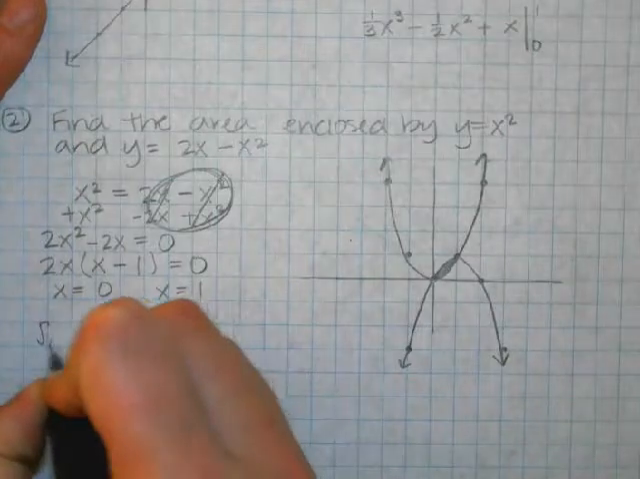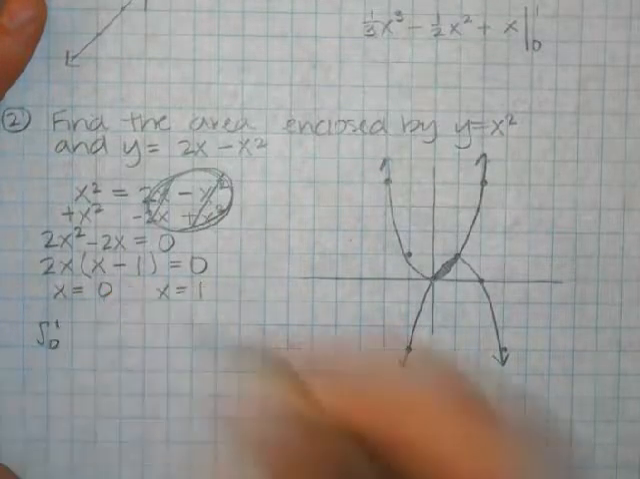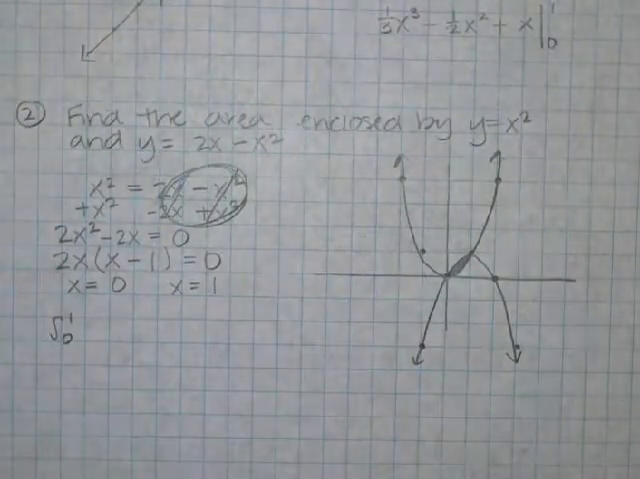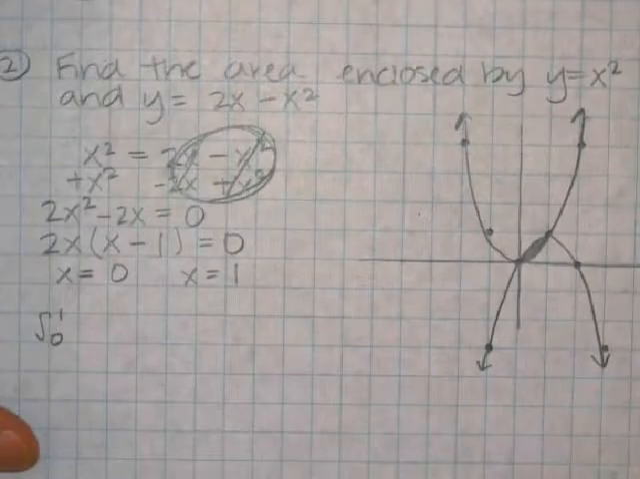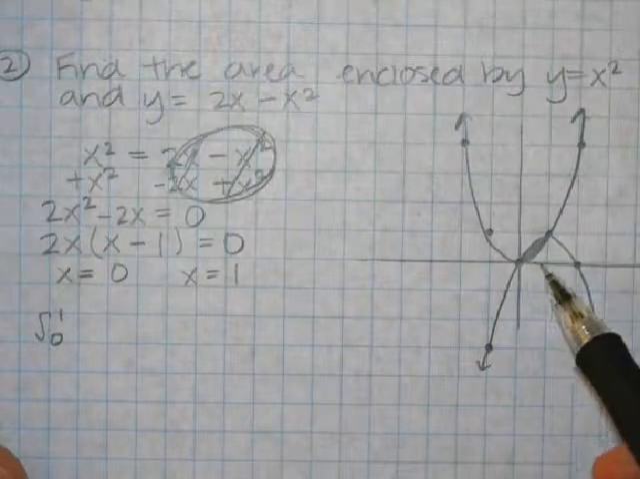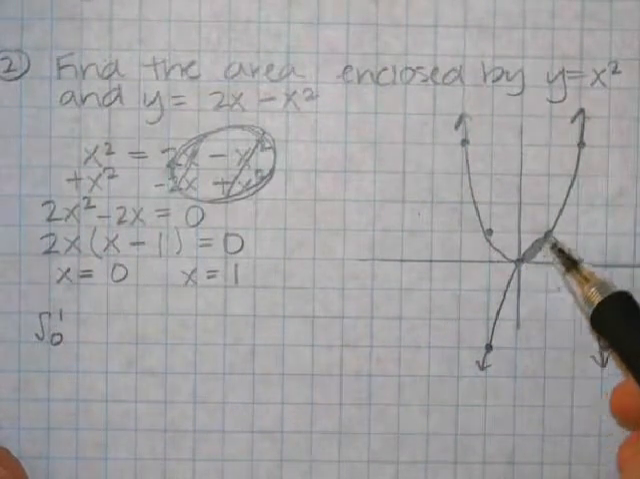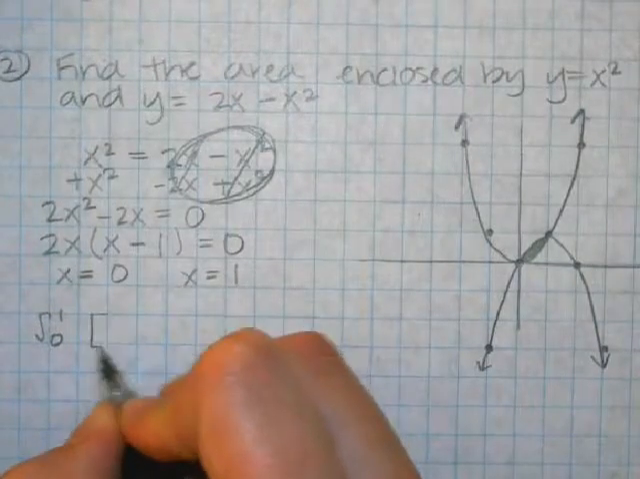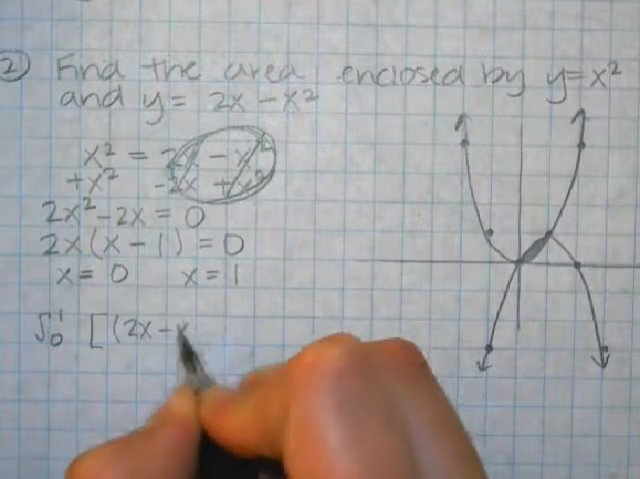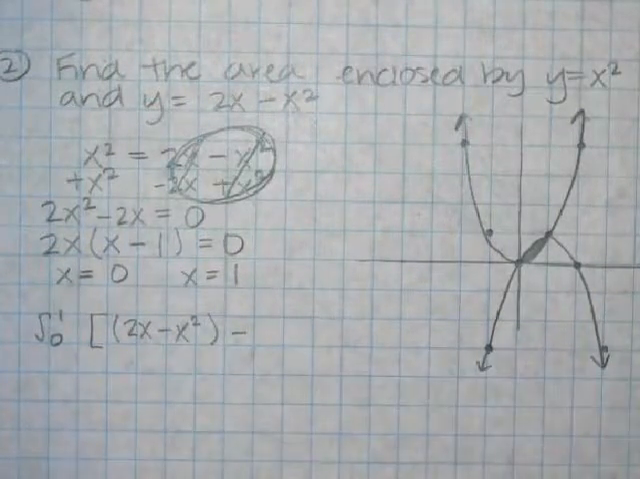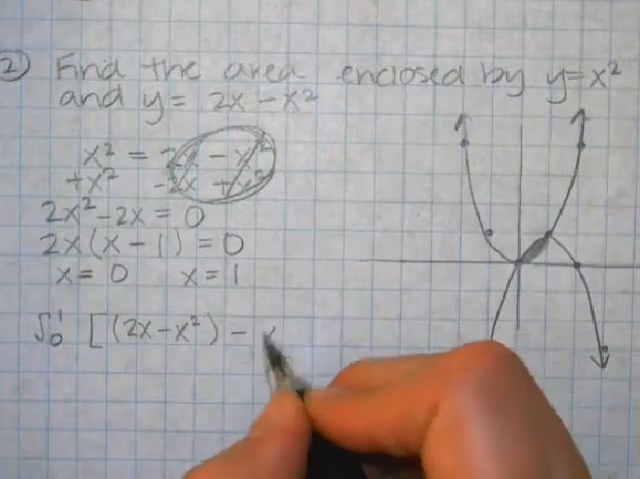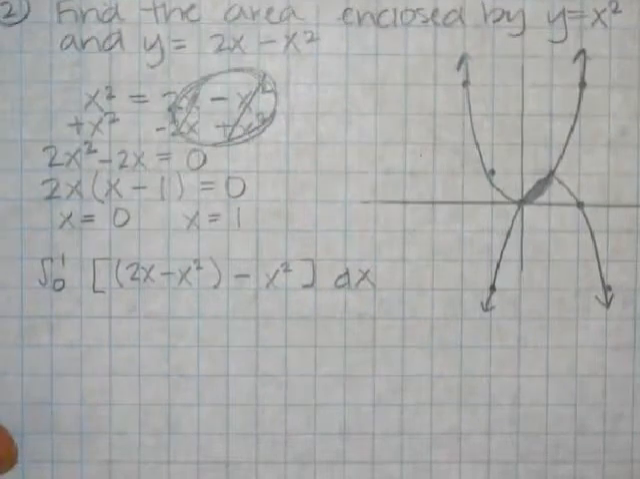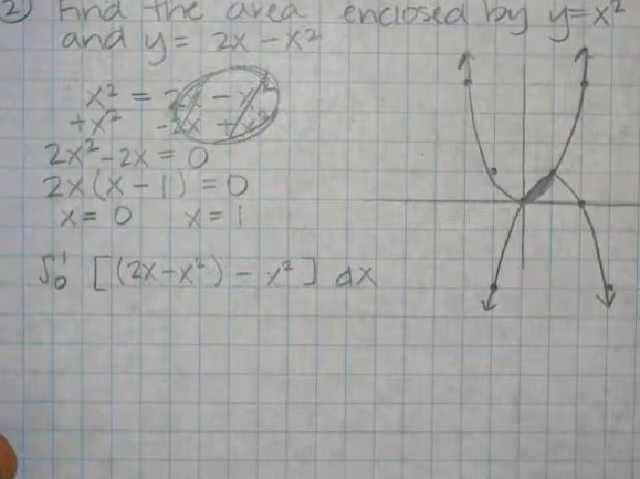We have the integral from 0 to 1, right? And which curve is the top and which curve is the bottom? The bottom is 2x minus x. Wait, no, the top is 2x. Yeah, you have to look at what's happening right here. So which curve is this part? That's the 2x minus x squared. So that's the top. 2x minus x squared is the top. What's the bottom? x squared dx. And then we can go ahead and find this on the calculator.